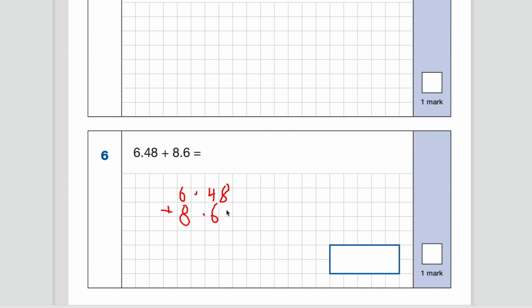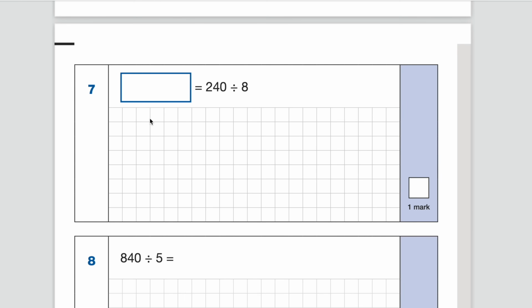Now, because there's nothing here, we can put a 0. So 8 plus 0, draw my line first. 8 plus 0 is 8. 4 plus 6 is 10. So we'll put our 0, carry the 1. 6 plus 8 plus 1 is 15. Don't forget to put your decimal place in the right place, right in the middle. So our answer is 15.08.